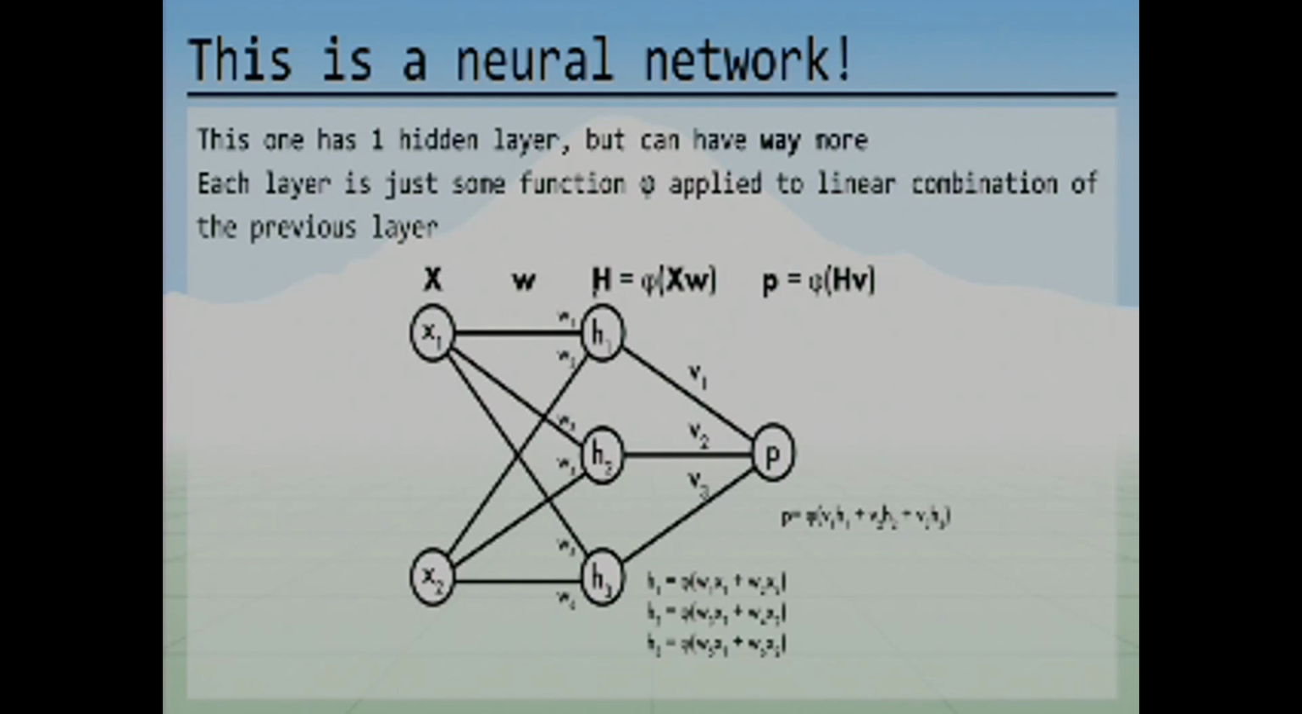If we just use a linear function here, then we can collapse this entire model into just one linear layer. Our output is just going to be one linear combination of our input, and that's not very interesting. We've already discussed that linear models can't do this feature engineering on their own. So what we're going to actually pick for phi is something nonlinear.